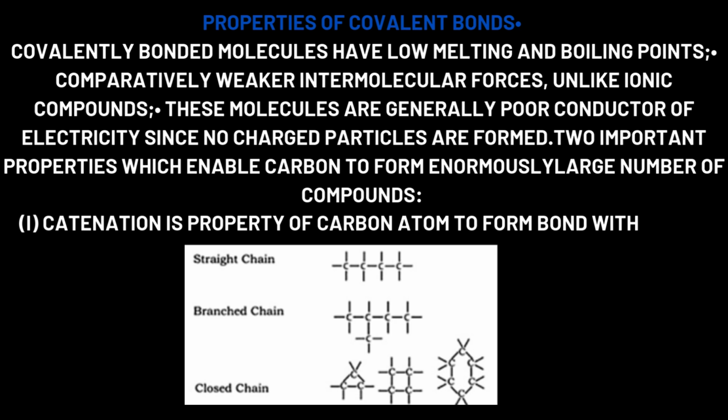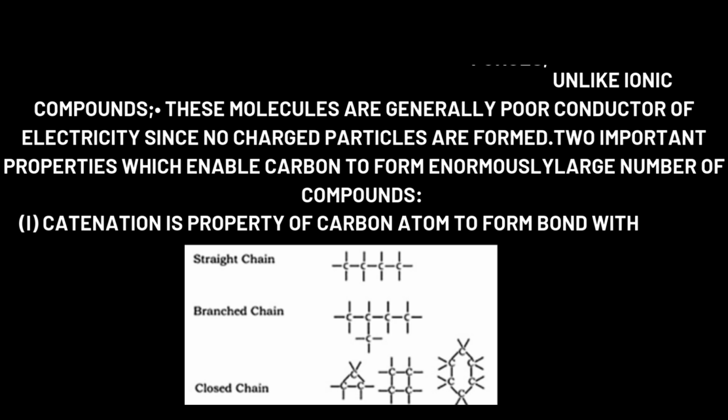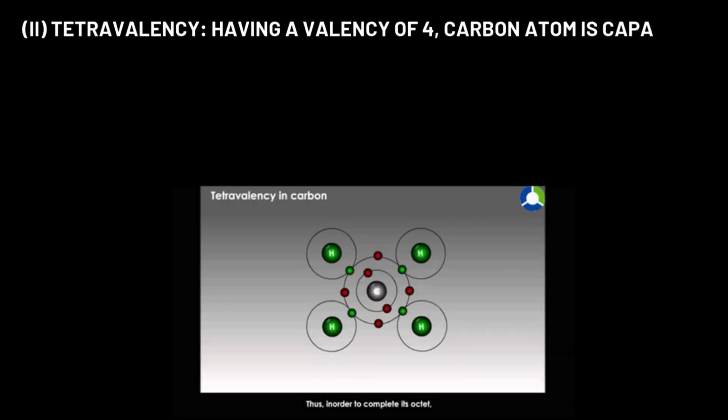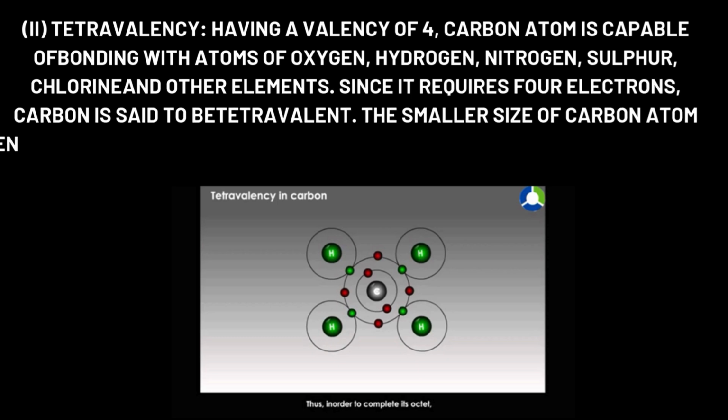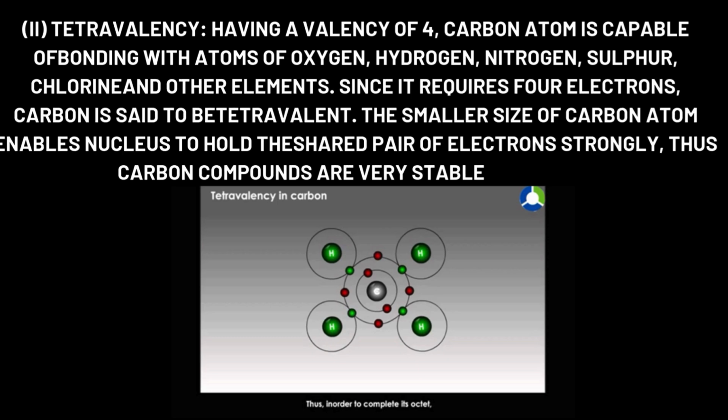Two important properties enable carbon to form an enormously large number of compounds. I. Catenation is the property of carbon atoms to form bonds with other carbon atoms. II. Tetravalency: having a valency of 4, the carbon atom is capable of bonding with four other atoms.